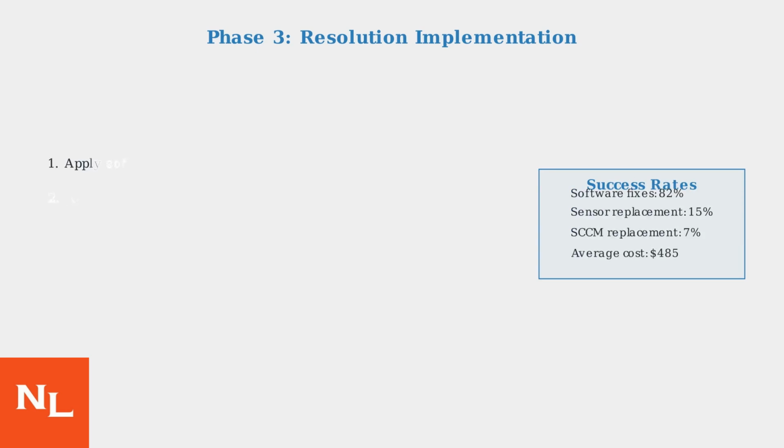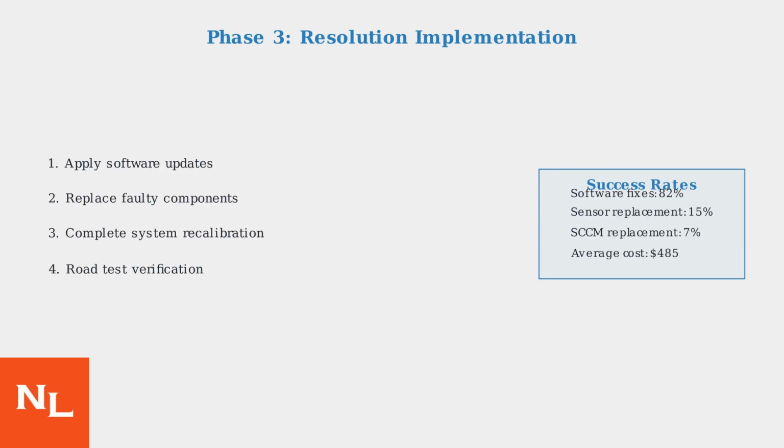Phase 3 implements the resolution. Apply appropriate software updates first, as 82% of issues are resolved through calibration. Replace faulty components as identified, perform complete system recalibration, and conduct thorough road test verification to ensure proper operation.